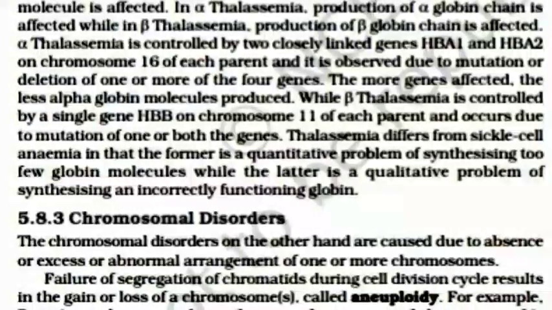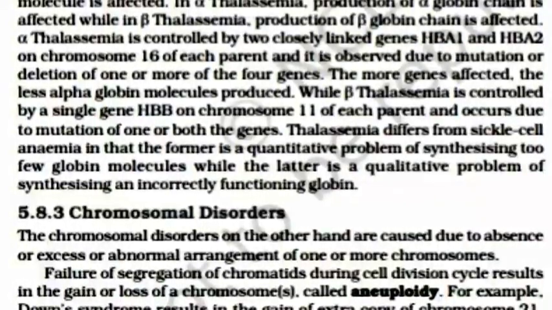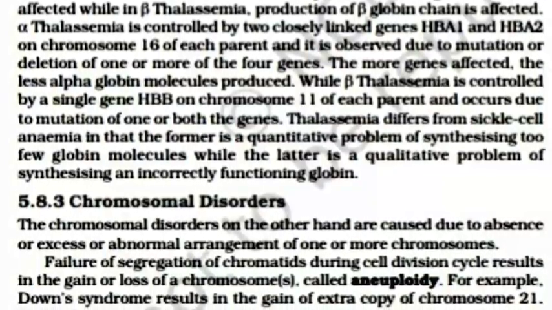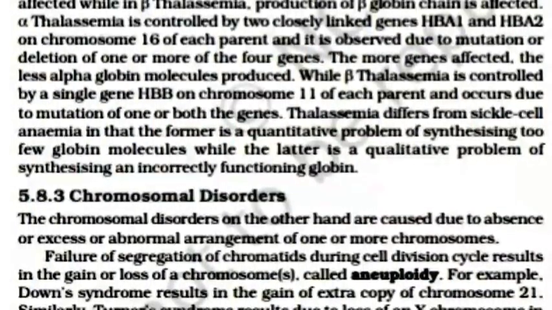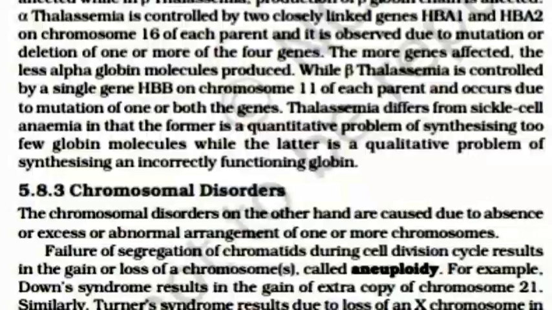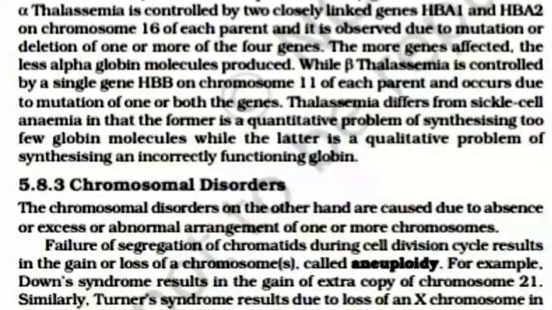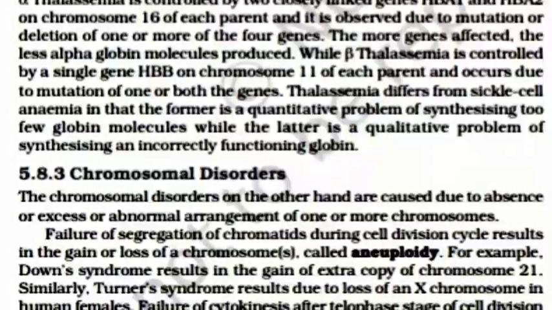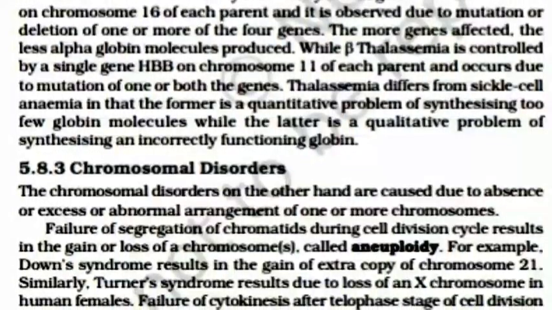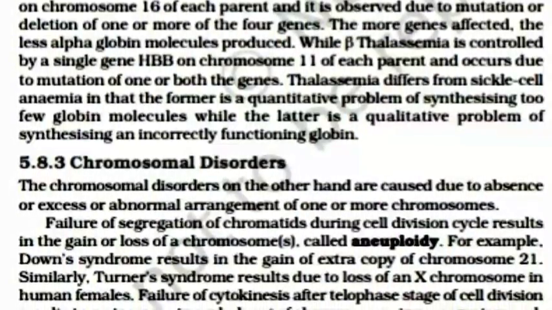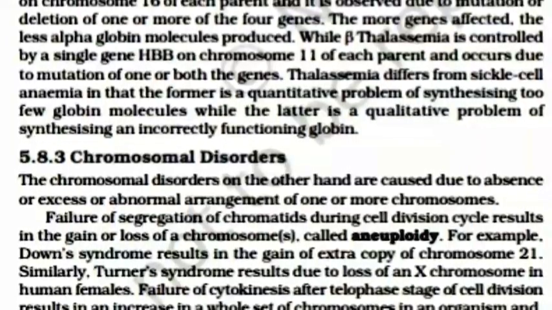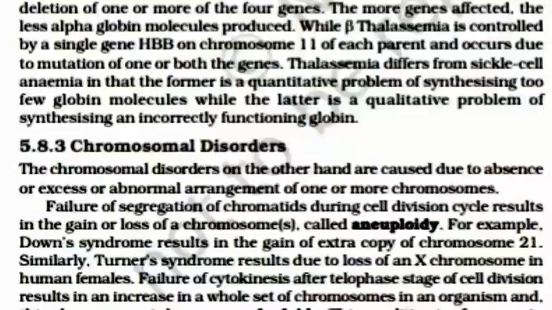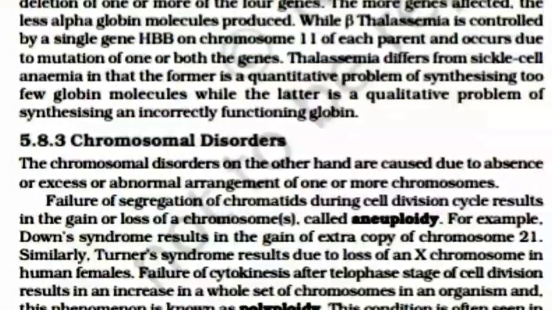While beta thalassaemia is controlled by a single gene, HBB, on chromosome 11 of each parent and occurs due to mutation of one or both genes. Thalassaemia differs from sickle cell anemia in that the former is a quantitative problem of synthesis of too few globin molecules, while the latter is a qualitative problem of the synthesis of incorrectly functioning globin.